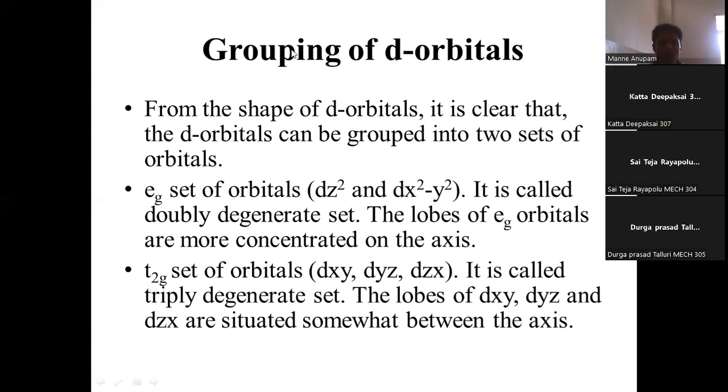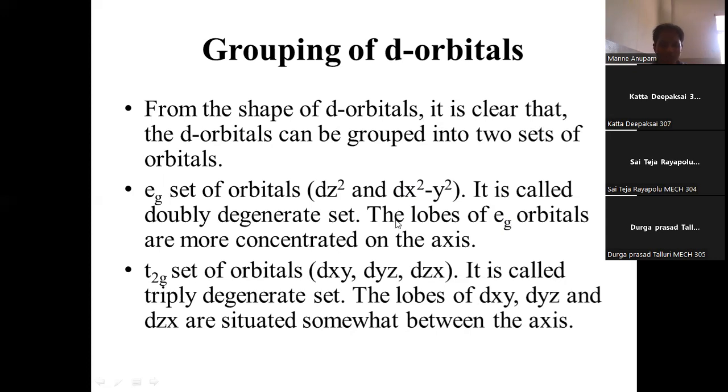This slide talks about how, depending upon the electric field, there is a grouping of d orbitals into an EG set of orbitals and a T2G set of orbitals. The EG set is dx square minus y square and dz square, and the T2G set is dxy, dyz and dzx orbitals. The EG set is called a doubly degenerate set because two equal energy orbitals are there, and the T2G set is called a triply degenerate set. EG orbitals are more concentrated on the axis, and the T2G orbitals are situated somewhat between the axis.